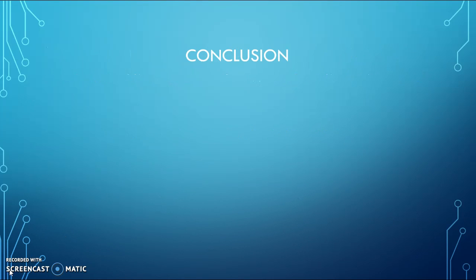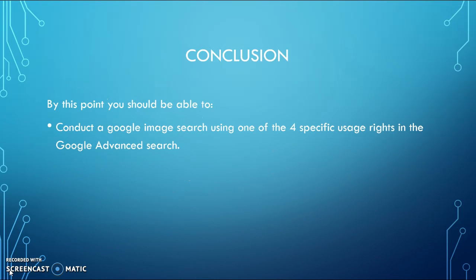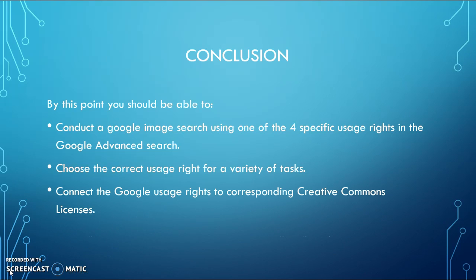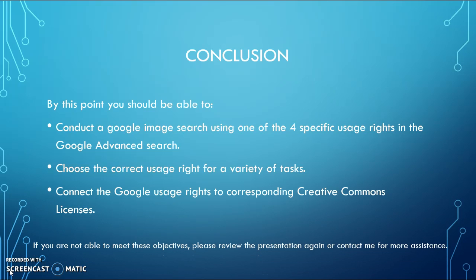Now that you know how to get to the advanced settings to find usage rights, you know what the usage rights are and when to use them. By this point, you should be able to conduct a Google image search using one of the 4 specific usage rights in the Google Advanced Search, choose the correct usage right for a variety of tasks, and connect the Google usage rights to the corresponding Creative Commons licenses. If you are not able to meet these objectives, please review the presentation again or contact me for more assistance.